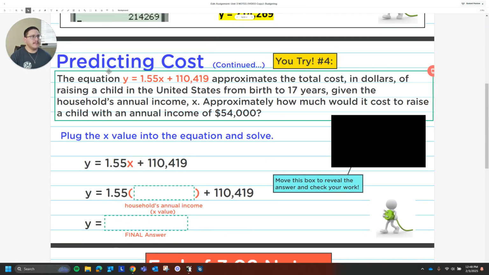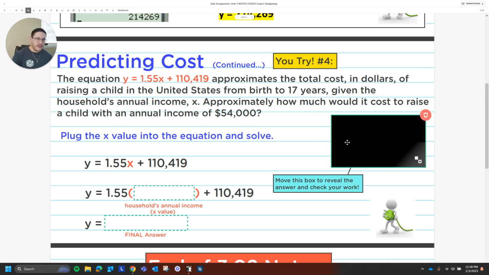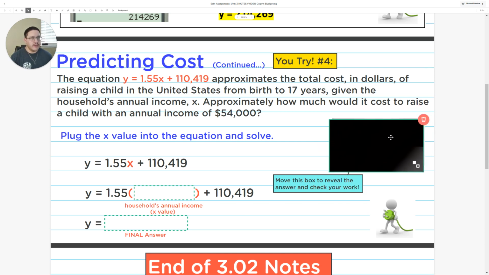You try number 4. Same equation. The equation y equals 1.55x plus 110,419 approximates the total cost in dollars of raising a child in the United States from birth to 17 years, given the household's annual income X. Approximately how much would it cost to raise a child with an annual income of $54,000? So plug the X value into the equation and solve. Go through this problem, see if you can figure it out on your own through ClassKick or on a separate sheet of paper in your own calculator. Move this box to see if you've gotten the right answer. Try this out on your own. Pause the video. Otherwise, I'm going to continue on and show y'all how to do this.